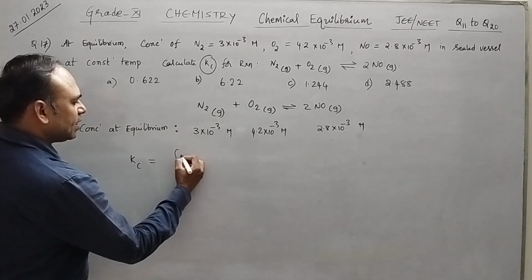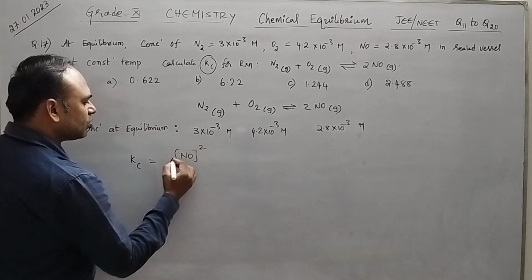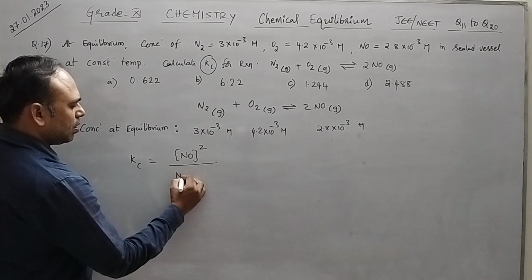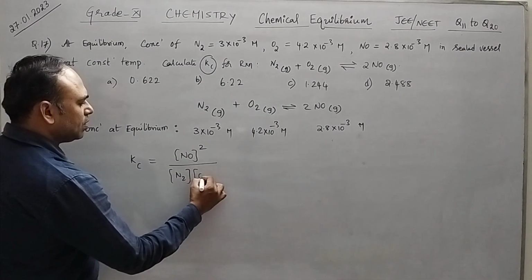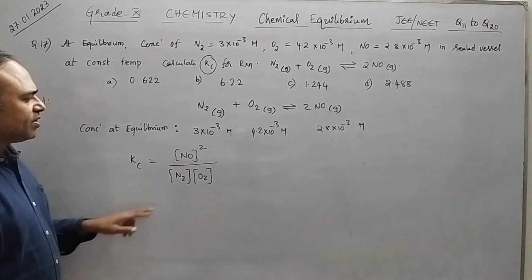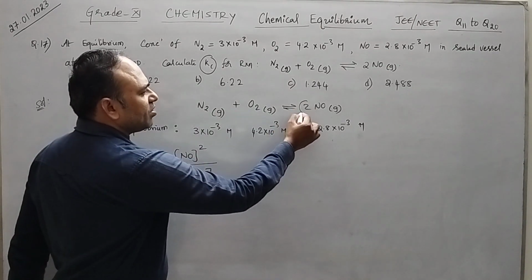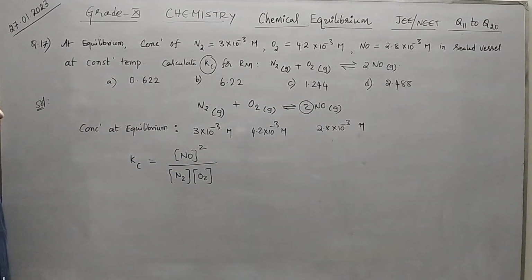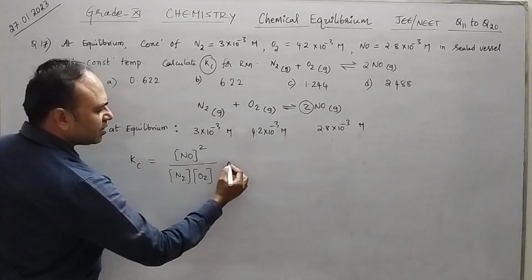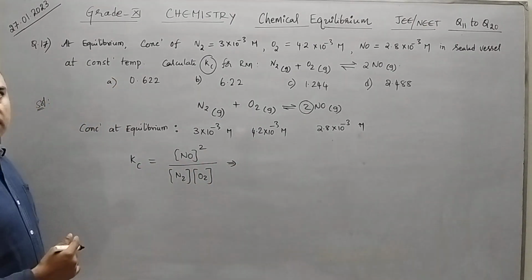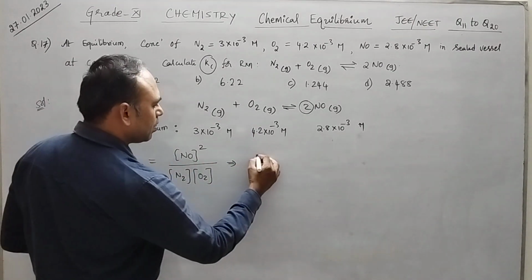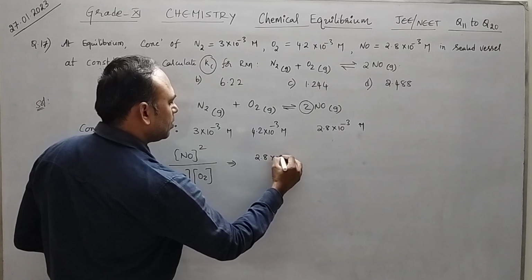So we can write like this, concentration of NO square by concentration of N2 into concentration of O2. Why did we write square? Because the coefficient of NO is 2. Substitute the concentrations here. So given concentration of NO is 2.8 into 10 power minus 3.